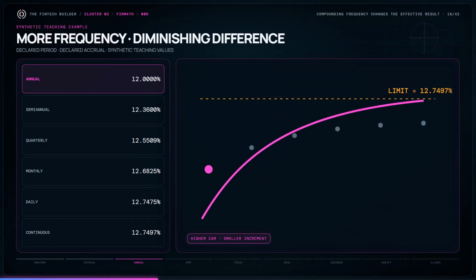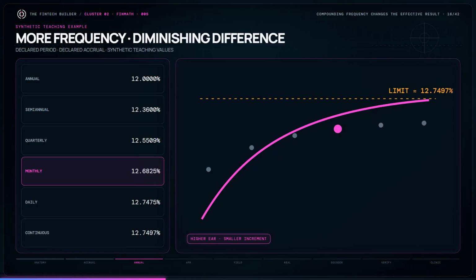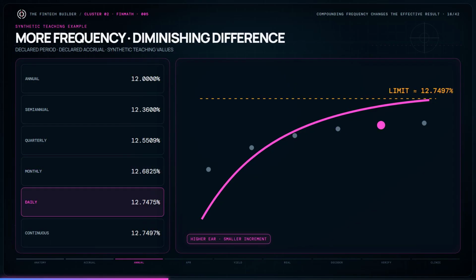Hold the quoted nominal annual rate at 12% and change only the compounding frequency. Annual compounding produces 12% effective. Semi-annual produces 12.36%. Quarterly produces about 12.5509. Monthly produces 12.6825. Daily, using 365 periods, produces about 12.7475.